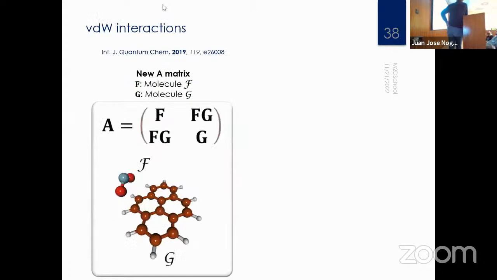There's also the possibility to study van der Waals interactions. And this is interesting because it is simple, but the way to study this is just to expand the definition of the adjacency matrix. Again, this is an adjacency matrix, but it has been expanded. So this is in blocks. You have different blocks here. You have two fragments, F and G, and you have an adjacency matrix for F, another one for G, and then another one for the interaction.